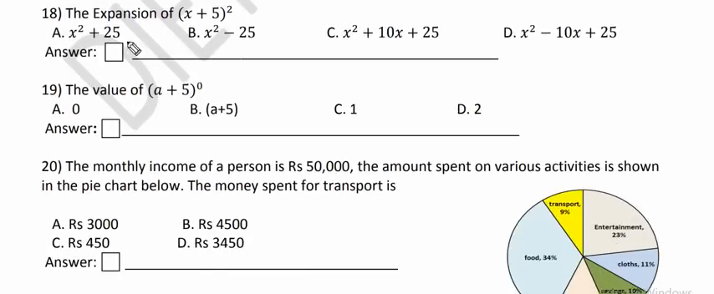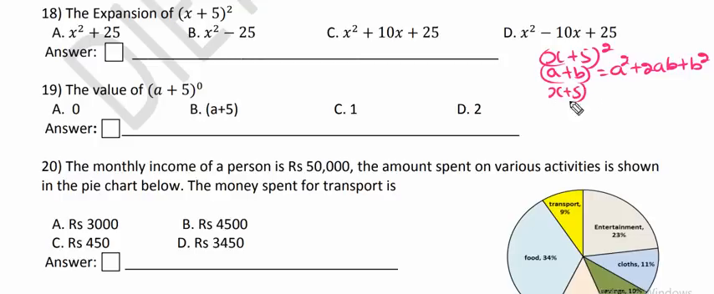18th question. Here, the expansion of x plus 5 whole square. We have to expand like this. x plus 5 whole square is like a plus b whole square. a plus b whole square is equal to a square plus 2ab plus b square. So now we have to expand this. In the place of a is x, in the place of b is 5. So we write x square plus 2 into x into 5 plus 5 square.